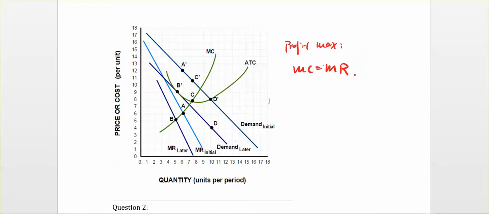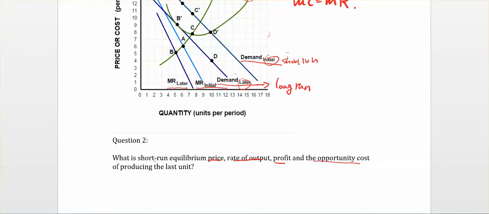We have first the increasing marginal cost curve and the U-shape of the average total cost curve. And we have the demand curve, initial demand curve, later demand curve, initial marginal revenue, and later marginal revenue. The initial ones talk about the short run, and the later ones talk about the long run. So now you know how to answer this question. The first question is regarding the short run equilibrium.